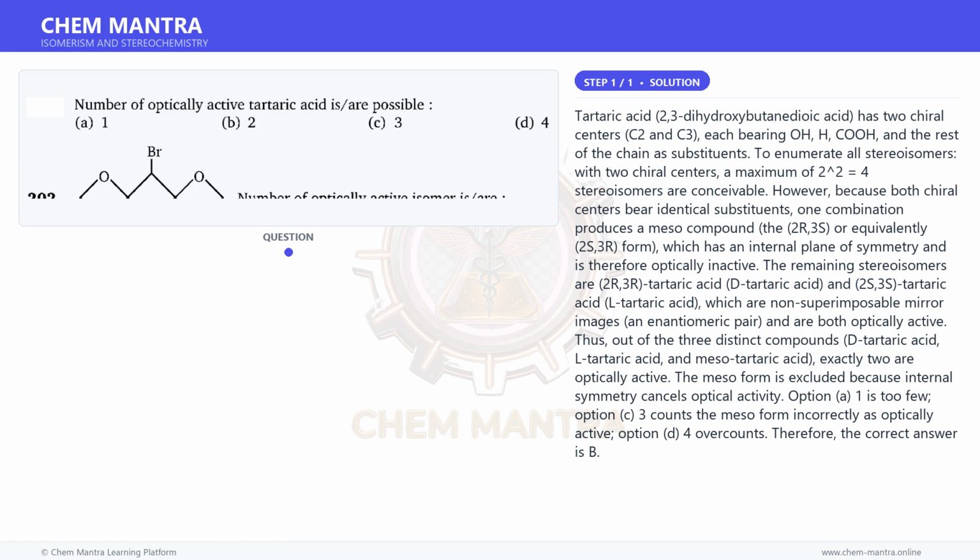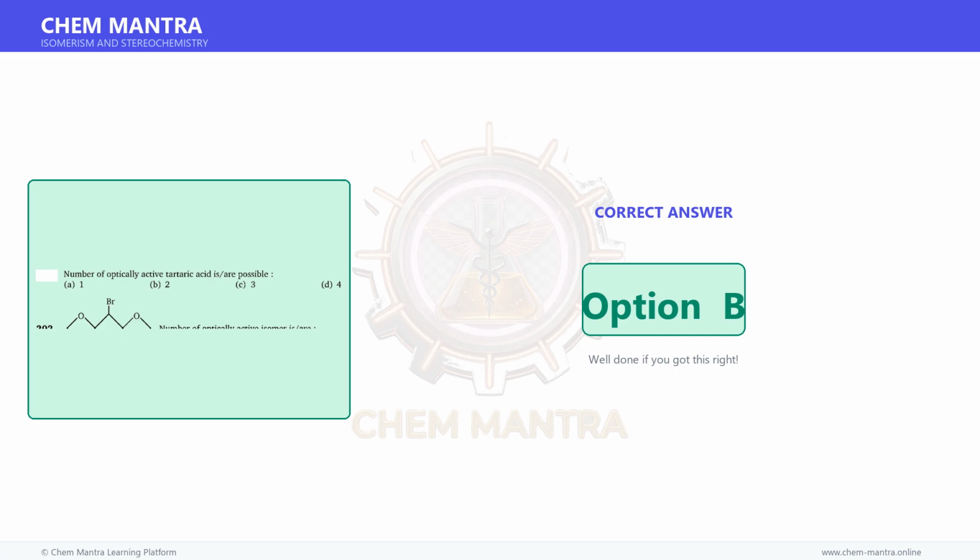Option A, 1, is too few. Option C, 3, counts the meso form incorrectly as optically active. Option D, 4, overcounts. Therefore, the correct answer is B. Therefore, the correct answer is option B.